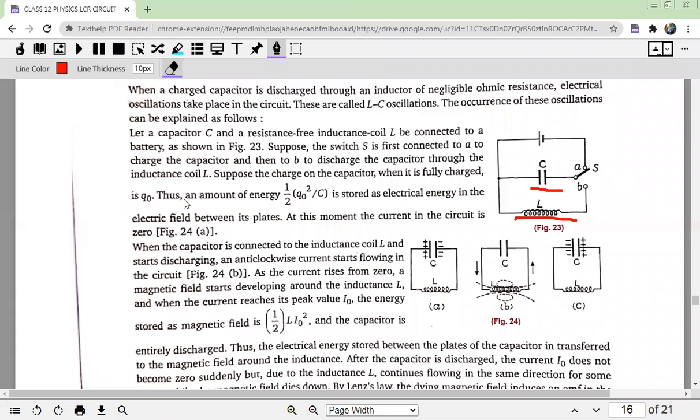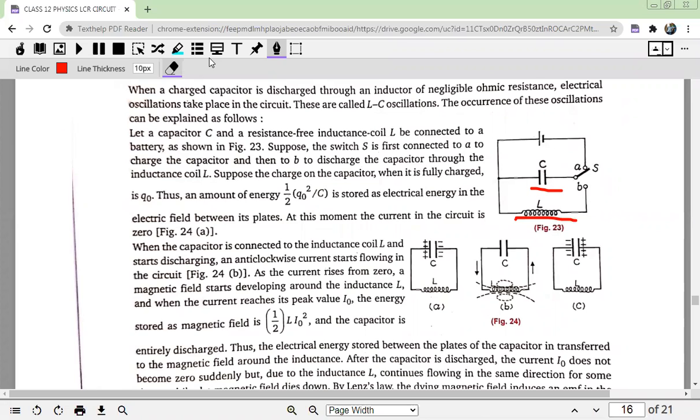You can see, when it is connected, here there is a capacitor. Here this switch is connected to A. So the capacitor will start charging and it will be charged up to the potential difference of this cell. It's clear. Suppose its potential difference is V, then it will charge up to that potential difference.